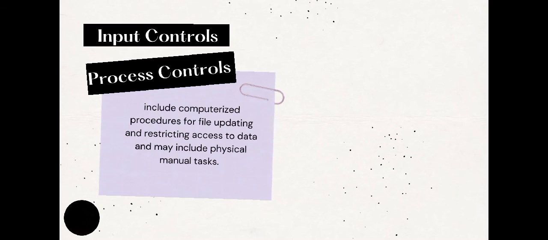Next, input control is process controls, which include computerized procedures for file updating and restricting access to data and may include physical manual tasks. Next is file update controls, which comprise the following. First is transaction code controls, which mainly prevent over or misstating accounts by ensuring correct transactions are processed.